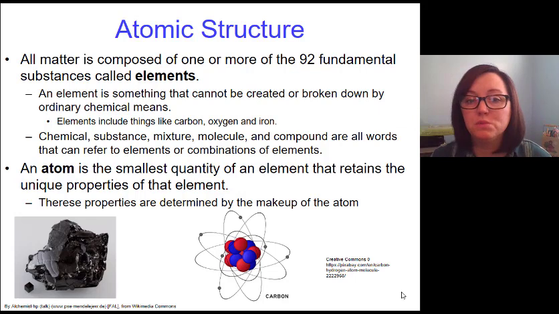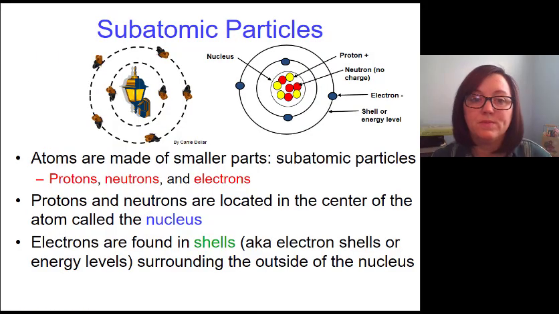An atom is the smallest quantity of an element that still retains the properties of that element. And atoms have certain characteristics, and these are determined by the structure or the makeup of that atom. So let's take a look at what actually makes up an atom. You've probably heard that atoms are made of protons, neutrons, and electrons. We call these subatomic particles.